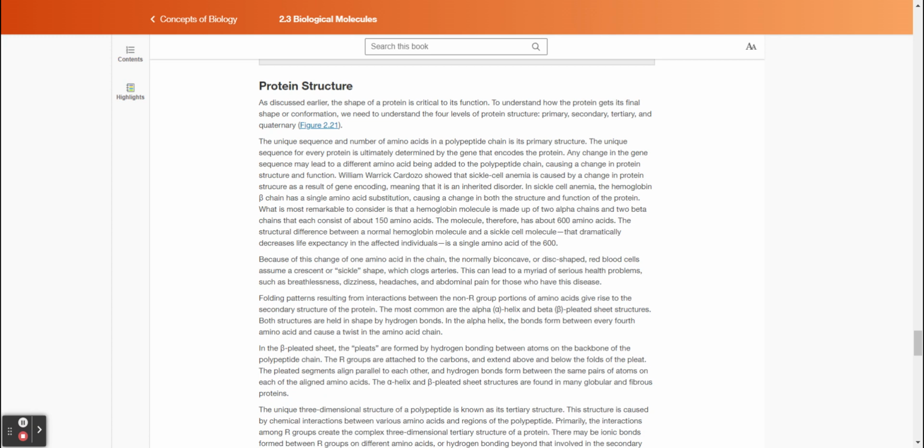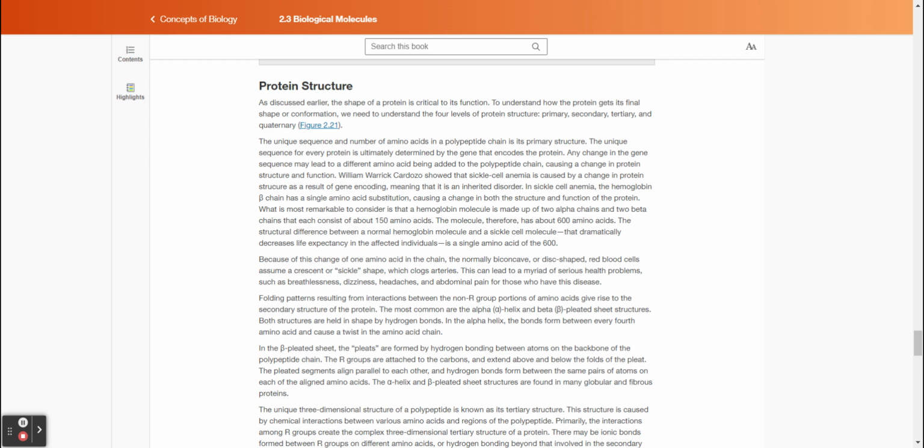William Warwick Cardozo showed that sickle cell anemia is caused by a change in protein structure as a result of a change in the gene encoding, meaning that it is an inherited disorder. In sickle cell anemia, the hemoglobin beta chain has a single amino acid substitution, causing a change in both the structure and function of the protein. What is most remarkable to consider is that a hemoglobin molecule is made up of two alpha chains and two beta chains that each consist of about 150 amino acids. The molecule, therefore, has about 600 amino acids.